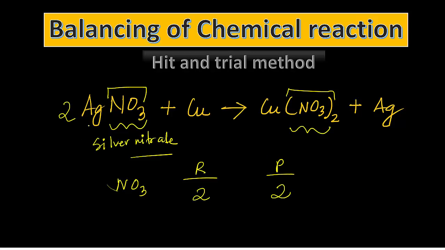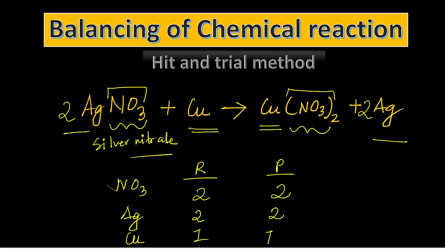Now what is the number of silver ion in the reactant side? Silver ion is 2, and in the product side only 1. So we will place 2 before that. So again the silver is also balanced. Now check for the copper. Number of copper ion is 1, and here also number of copper ion is 1. So all are balanced. Therefore the reaction is balanced.